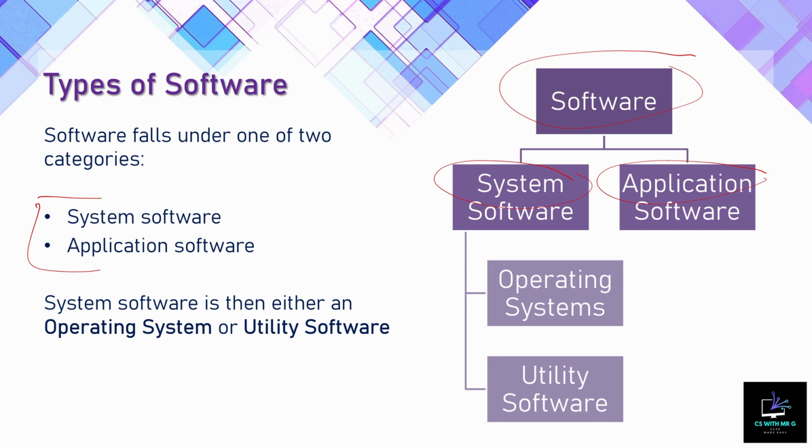As you can see under the label system software, we have 2 further labels. One is operating systems and the other is utility software, which means that all types of operating systems and all types of utility software fall under the category of system software. We don't need to break the term application software up anymore. Application software is just apps, and we'll go into more detail later on in the lesson.